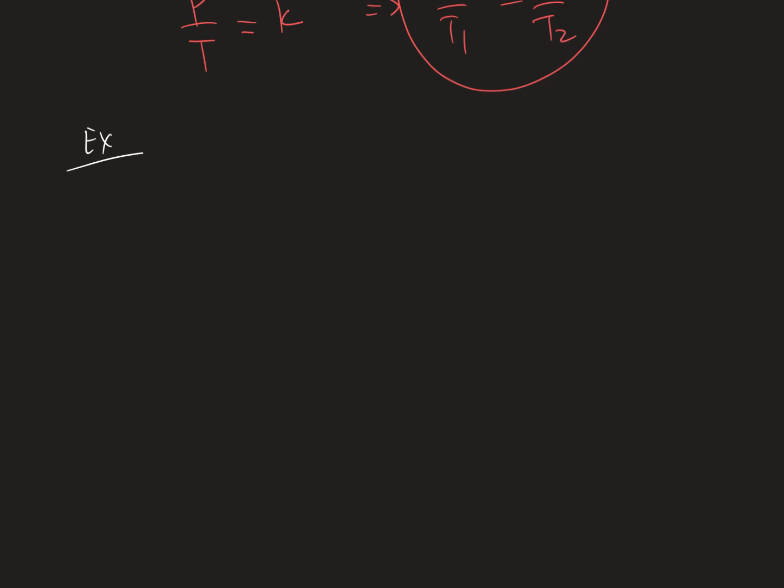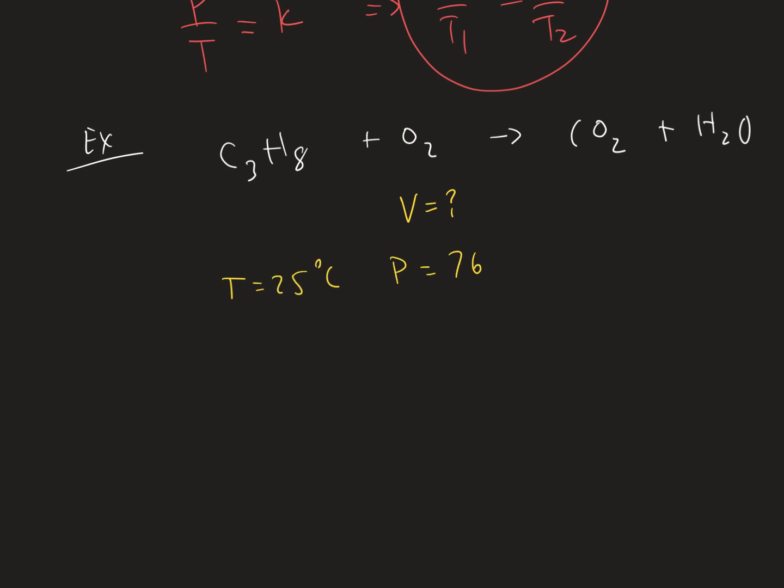So in our gas grills, we use propane, C3H8, and we use oxygen, and we get carbon dioxide and water, right? We want to know what volume of oxygen, I'm just going to put it right underneath oxygen, at a temperature of 25 degrees Celsius and a pressure of 760 millimeters of mercury is required to react with 2.7 liters of propane in the same conditions.